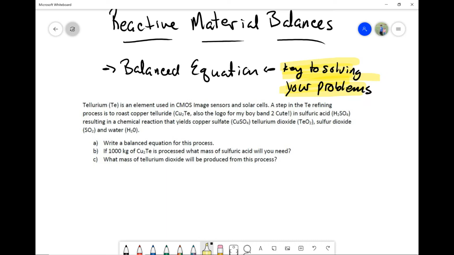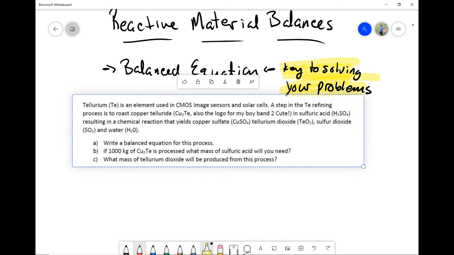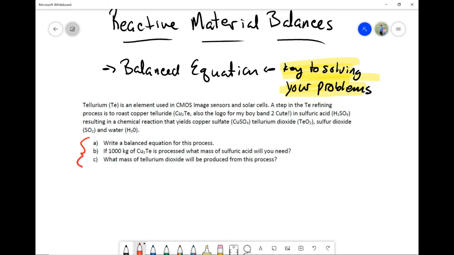This is pretty standard for what's asked in these types of problems: three sub-problems. Write a balanced equation for this process, and this is the key. This is the material balance. The question is, if 100 kilograms of copper telluride is processed, what mass of sulfuric acid will you need, and what mass of tellurium dioxide will be produced from this process?